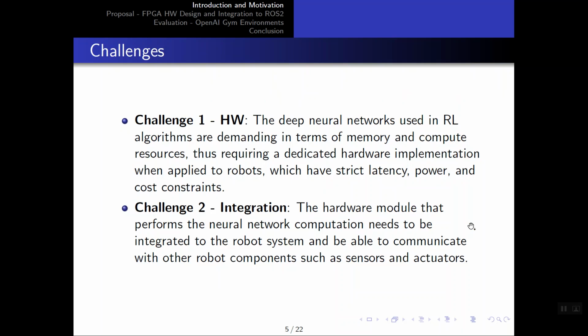So here are the two challenges that we have identified on applying reinforcement learning agents to robots. The first one is a hardware challenge, because since the deep neural networks that are used in reinforcement learning algorithms are very demanding in terms of memory and compute resources, and also in terms of power, having a dedicated hardware implementation can be very beneficial. The second challenge is a systems integration challenge, because the hardware module that performs the neural network computation has to be integrated to the broader robot system and has to be able to communicate with the other robot components, such as sensors and actuators.